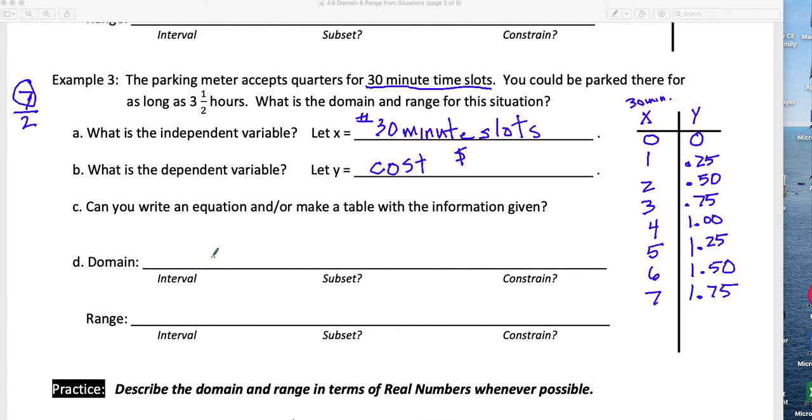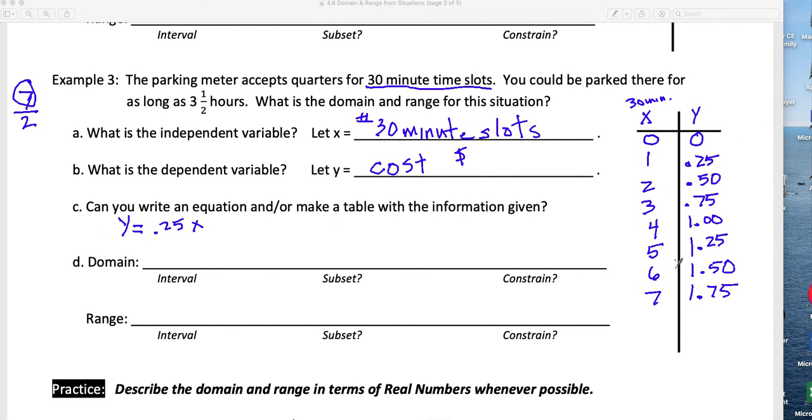All right, can we write an equation? Yeah, I could write an equation. I know that I'm going to put in a 30-minute time slot. I'm going to get out the cost for that, and I know that it's 25 cents. And I know that my y-intercept, or my starting value, is 0. So I could write an equation. I don't have to. I made a table, but it's nice to have an equation. So the number of time slots times 0.25 is going to give me the cost that I have to pay.